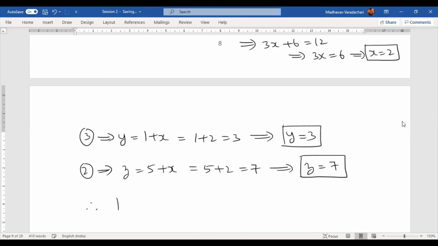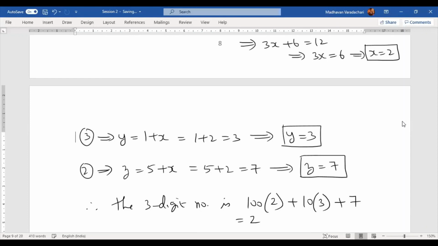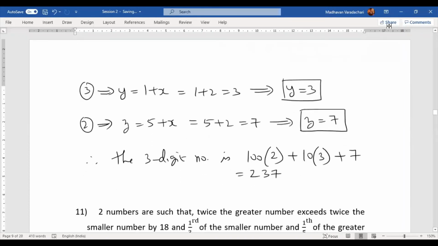Therefore, the 3-digit number is 100 times x, 100 times 2, plus 10 times y plus z. So what is that? 237. That is the desired 3-digit number.